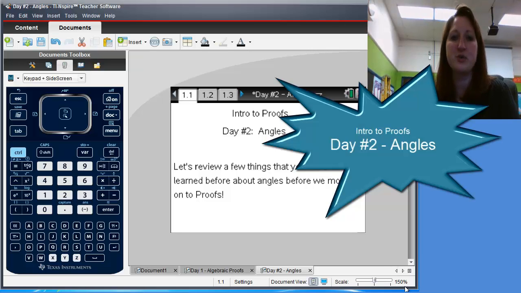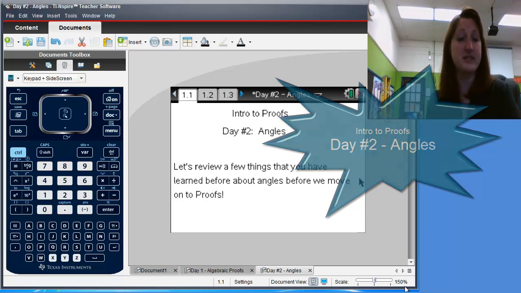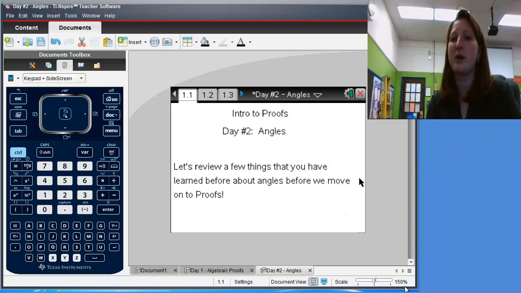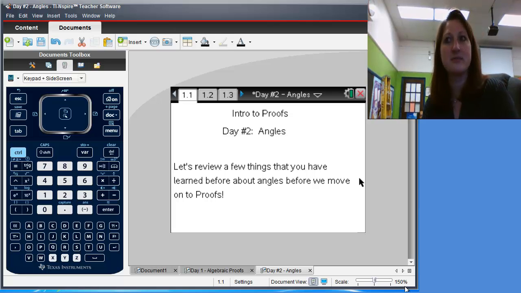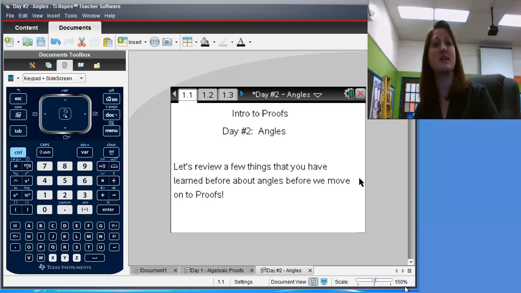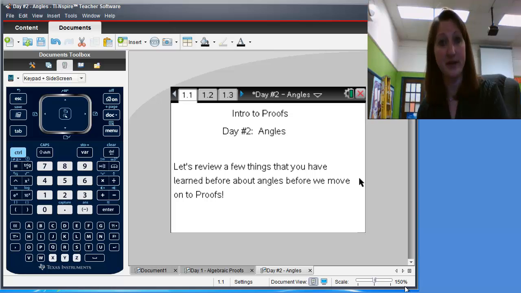Hi. For day 2, we're going to take a look at angles. Basically all we're going to do in this lesson is review things that you probably have seen before at some point. When we talk about angles, we'll talk about things like acute angles or right angles, and it's very helpful if you know exactly what that means. So really today we're going to talk a lot about vocabulary.